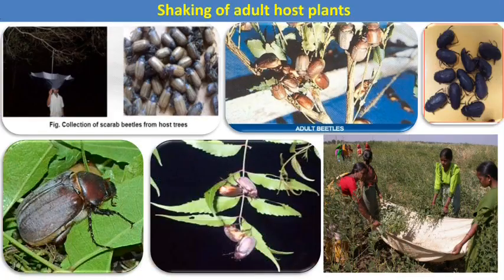The next is shaking of the adult host. This is for white grubs. The adult white grubs feed on different adult host trees like neem, bair, ber, babul, shevga, tamarind. These are present on our field bunds. We can shake these different adult host trees, collect the beetles, and kill them in kerosinized water. In the next technique, some laborers shake the red gram or pigeon pea plants or pigeon pea flowers to reduce the infestation of Helicoverpa armigera.